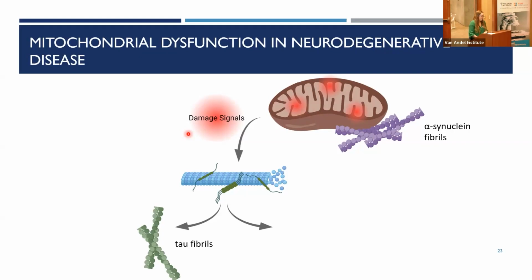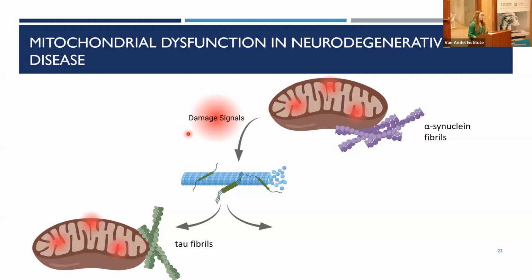And like alpha-synuclein, these tau fibrils can go and physically come in contact with more mitochondria. And there's a lot of mitochondria in neurons. Some estimates think between a few 100,000 up to 1 million mitochondria are in a single neuron. So there's a lot of mitochondria for these fibrils to come in contact with. This causes the mitochondria to release more damage signals, causing more microtubule damage, causing more tau to fall off, and leading to the formation of more aggregated tau fibrils.